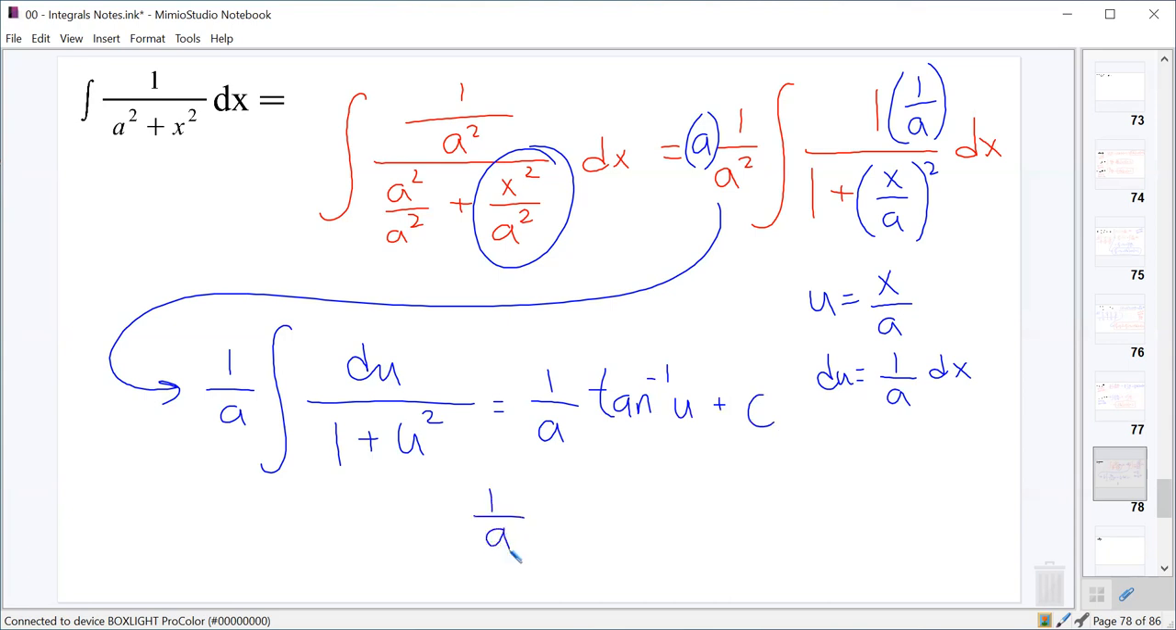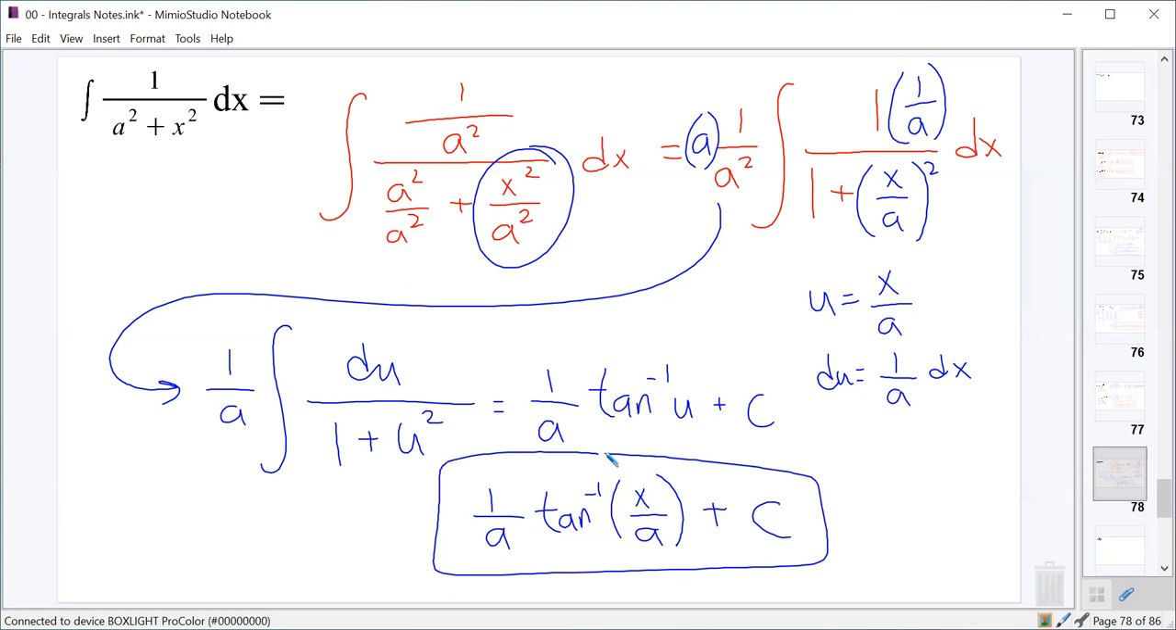And of course, we'll convert it all the way back. U is x over a, so this is 1 over a inverse tangent of x over a plus some constant. And so that's going to be our integral of 1 over a squared plus x squared. Now you can memorize that rule if you want to. I think it's a good one to just know.